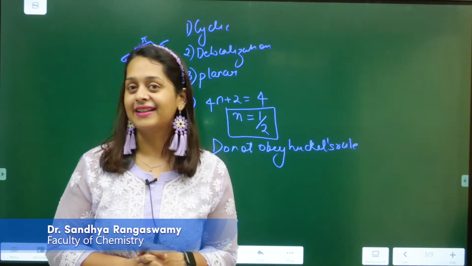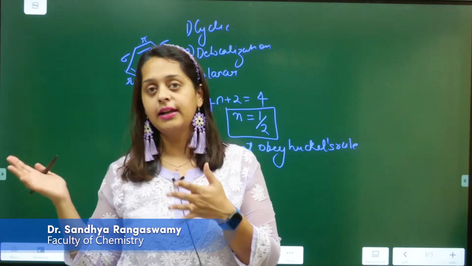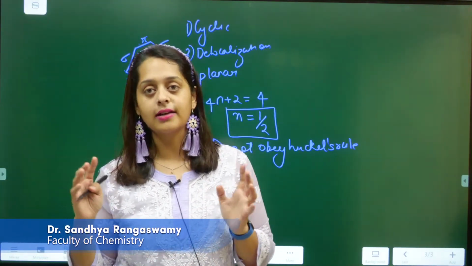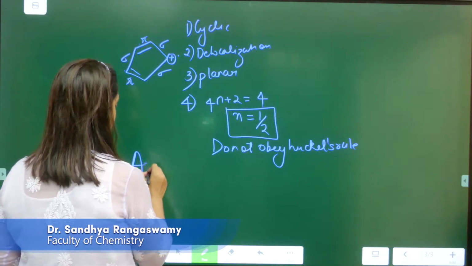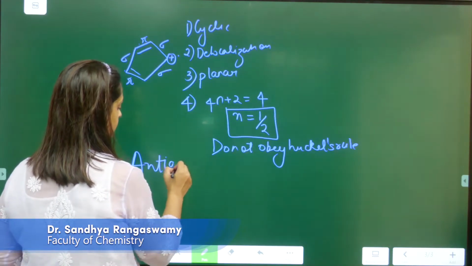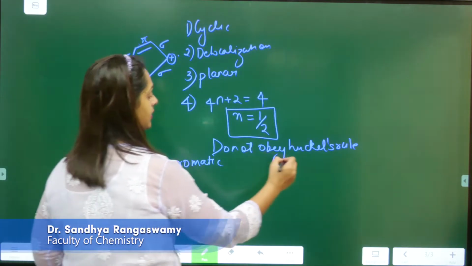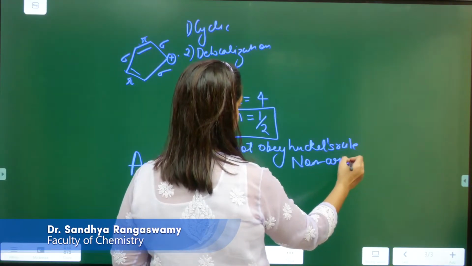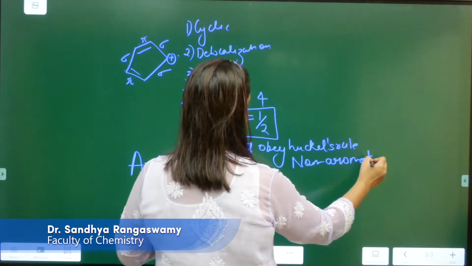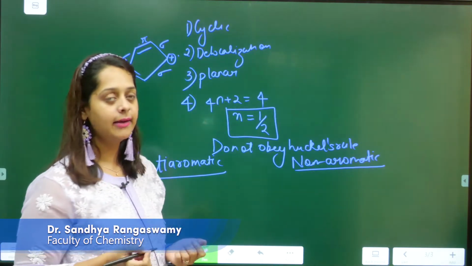Now there comes another catch. What is the other catch? Apart from being aromatic, there are two more classes of compounds. What are they? One is anti-aromatic and another one is non-aromatic. So when I see these two terms, what is actually happening?